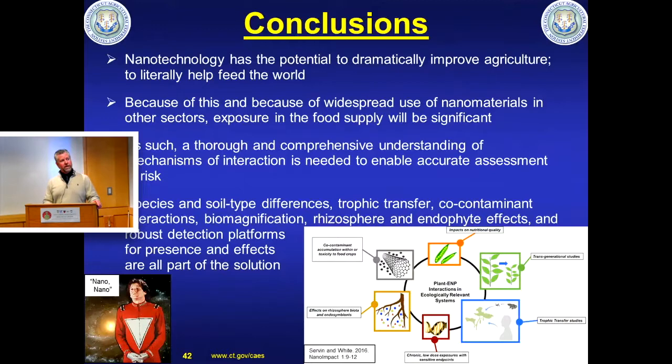So that's why we're taking this approach of really going from molecular all the way up to field studies and really trying to get a handle on what's driving these mechanisms. And the level of complexity of results we've gotten is going to be an issue as well. We get differences with soil type. Sometimes we get trophic transfer, sometimes we don't. We get co-contaminant interactions. We haven't really looked at all at what's happening in the rhizosphere or with endophytes with plants. And then we're constantly suffering from a lack of ability to really track particles when they're in soil. And that's a major issue that needs to be addressed.